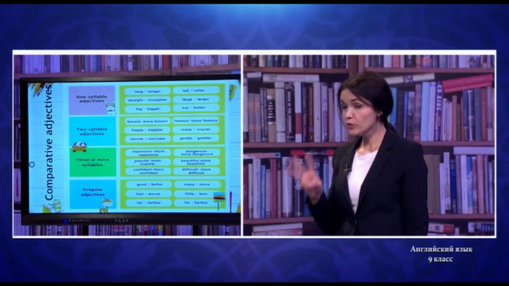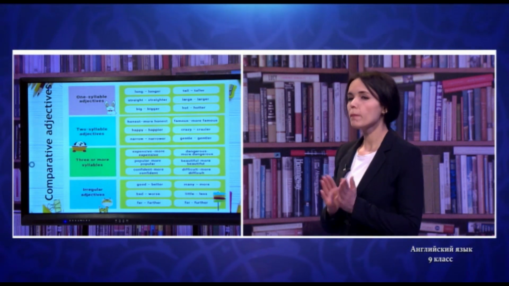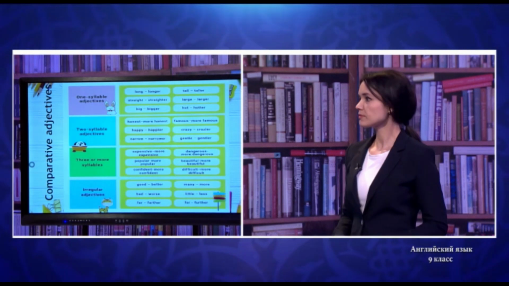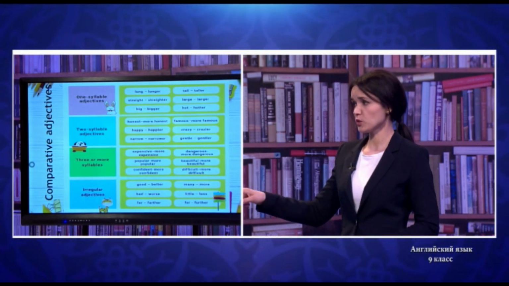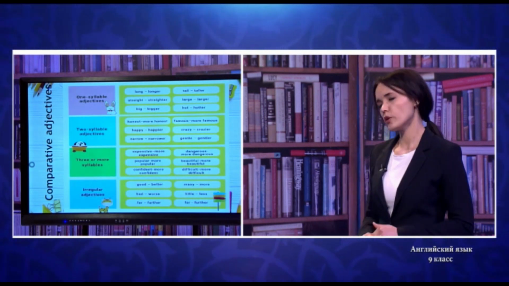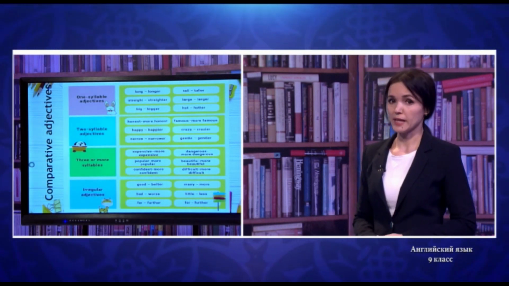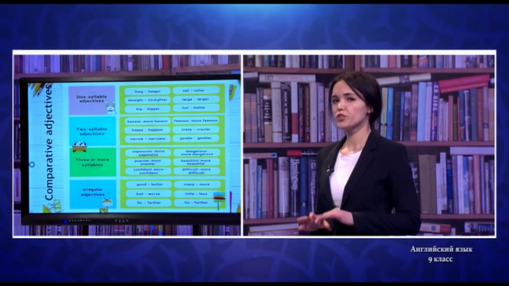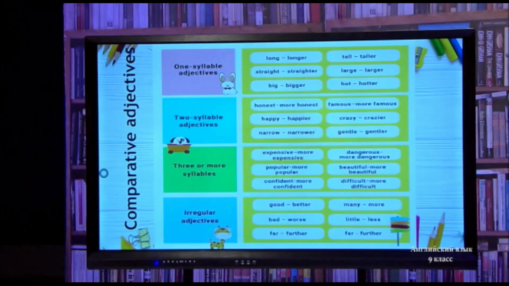Expensive, there are 3 syllables. Popular, confident. Or we have the last one, irregular adjectives. So irregular adjectives are not many, they are few. So you have to just remember all of them because there are not many, but for the rest of the adjectives you have to count syllables, as I did right now.